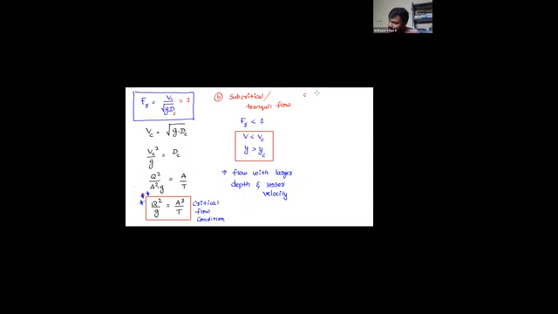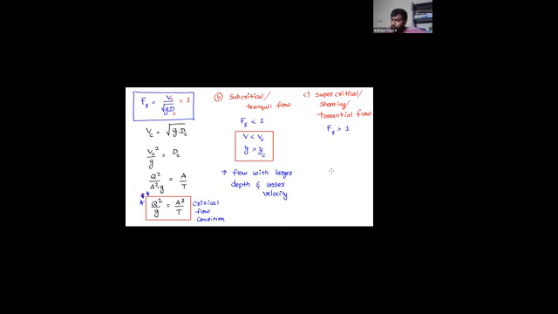Now, the third one: supercritical or shooting or torrential flow. All names are the same. And what is remaining? When Froude number is greater than 1, then we are going to call it a supercritical flow.